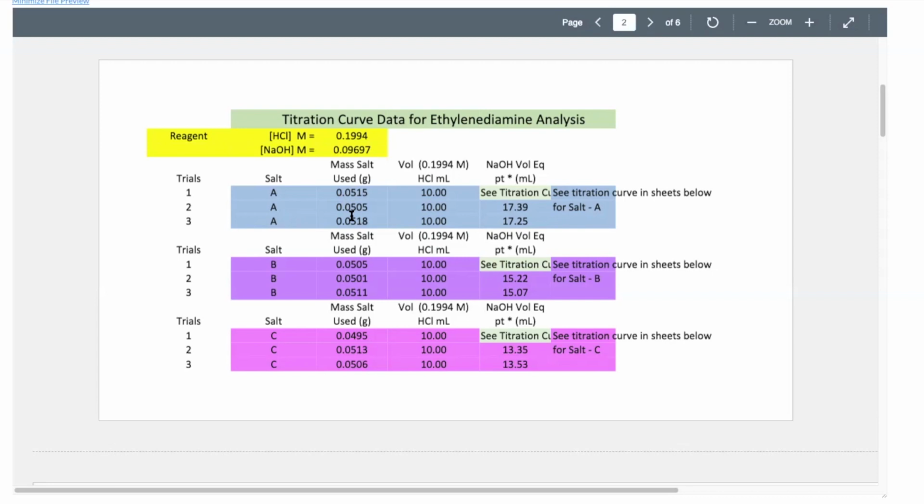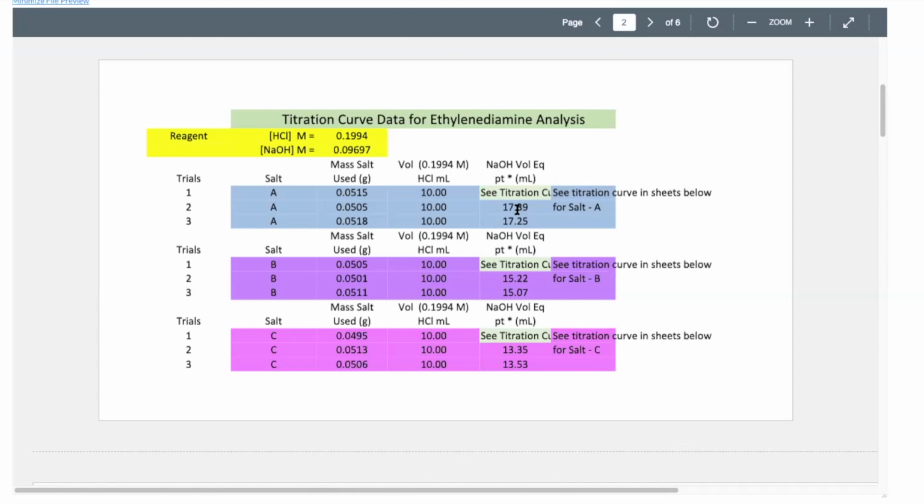Salt A, I do 3 trials. This is the mass per trial. I'm using 10 milliliters for each one of these, but then I come to a different endpoint for the 3 methods because I have different mass. So of course I'm going to have different endpoints. I have different amounts of ethylenediamine. This is salt B, and notice that the amount of sodium hydroxide is lower than in salt A.